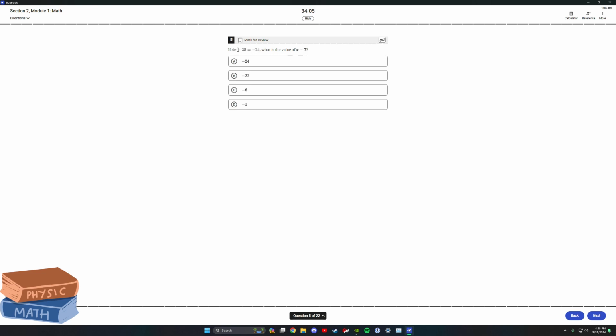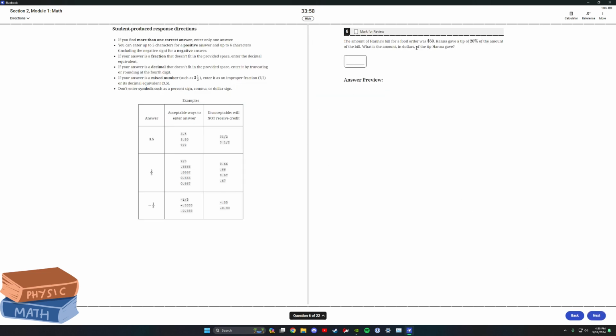What is the value of x minus 7? We're going to add 28, it gives us 4, so x is 1. We're subtracting 7 from 1, so negative 6.